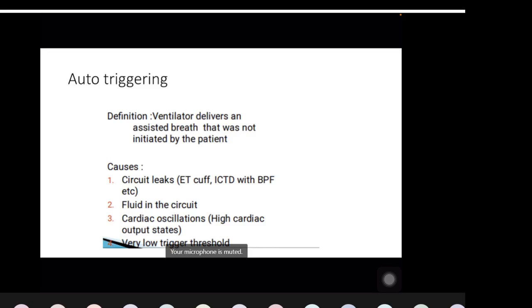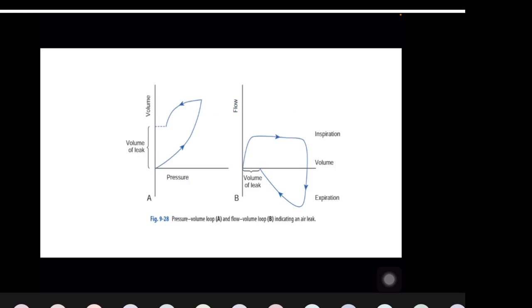So what happens is that the normal inspiratory dip on the pressure curve will not be seen here, and the ventilator will deliver a breath. For the patient, it will lead to struggling with the ventilator. One of the important reasons for auto triggering is leakage. Leakage can be identified by a pressure volume loop or a flow volume loop where the expiratory limb fails to touch the baseline.